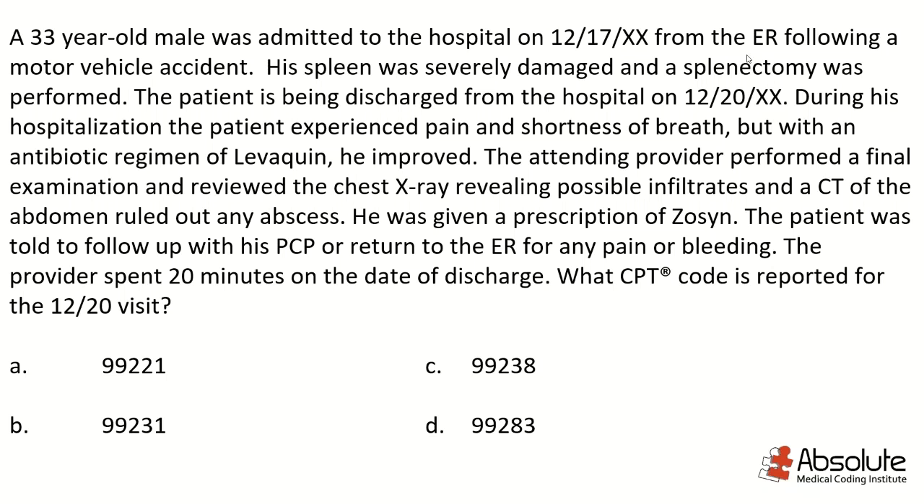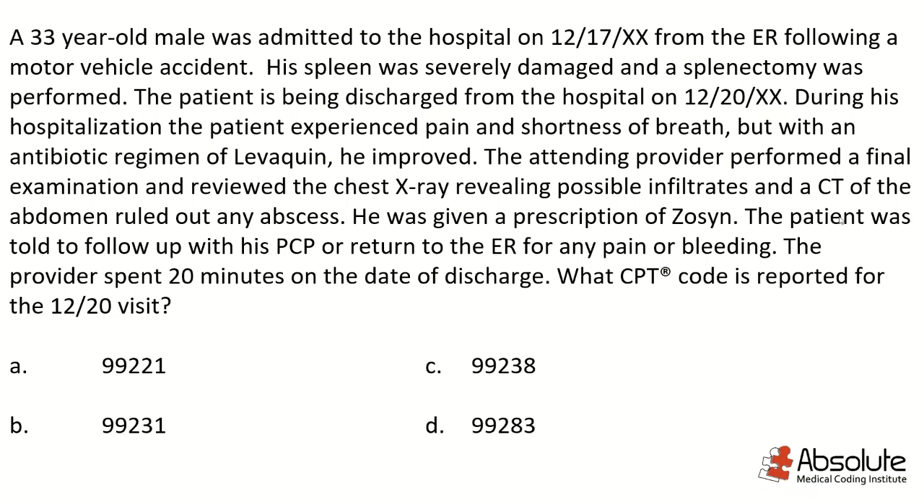A 99221, B 99231, C 99238, D 99283. A 33-year-old male was admitted to the hospital on 12/17 from the ER following a motor vehicle accident. His spleen was severely damaged and a splenectomy was performed. The patient is being discharged from the hospital on 12/20. During his hospitalization, the patient experienced pain and shortness of breath, but with an antibiotic regimen of Levaquin, he improved.